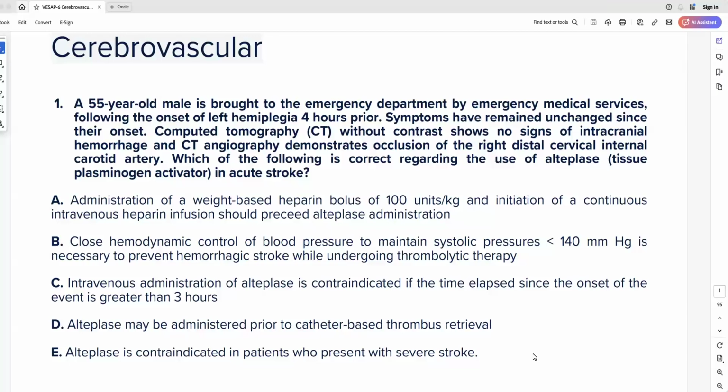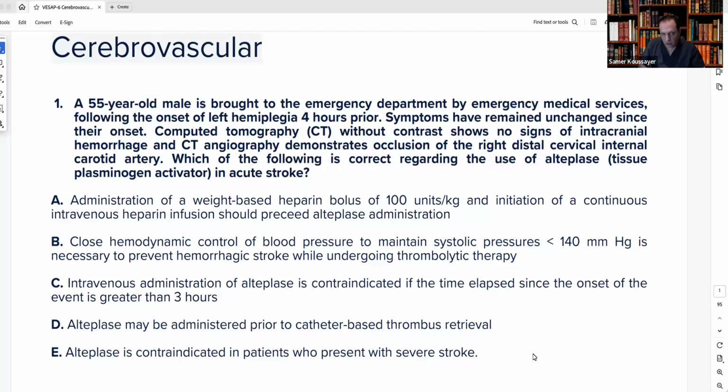B, close hemodynamic control of blood pressure to maintain systolic pressure less than 140. No, we want to increase the systolic blood pressure to maintain brain perfusion. So this is wrong. But it has to be a reasonable increase. You don't put the patient at 200, or 210. It should be around 160, 180, 170.